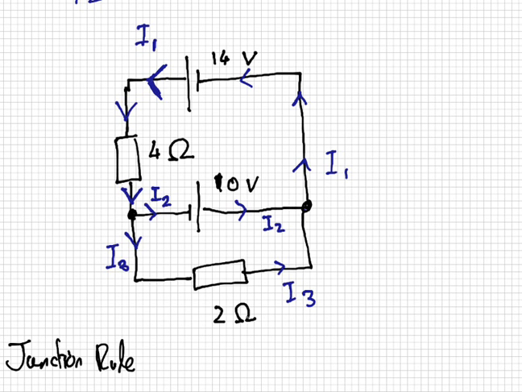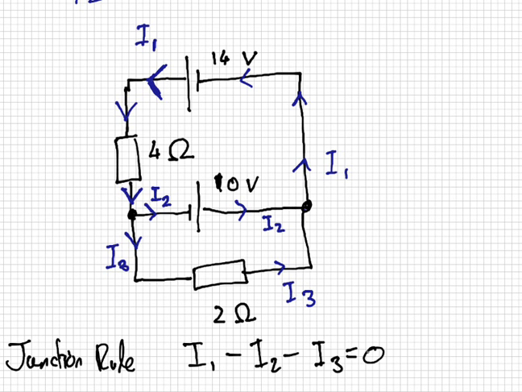So this is how the junction rule works. The current that goes into the junction is positive, and the current that leaves the junction is negative. On the left, what current is going into the junction? I1, 2, or 3. What's going into the junction? I1. I1 is going in. And then what's leaving the junction? I2 and I3. So this is the junction rule. We say I1 minus I2 minus I3 equals 0.